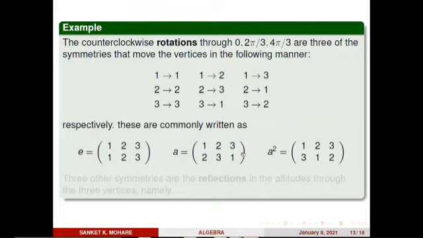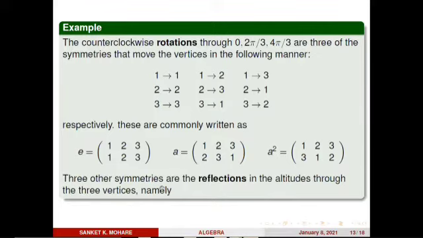At 240 degree, 1 goes to 3, 2 goes to 1, 3 goes to 2. Okay. So under counterclockwise rotation, I found three elements, E, A, and A square. Okay. E, A, and A square. So three other symmetries are the reflections. Okay. So first symmetry is under rotation, and next three other symmetries are under reflection.